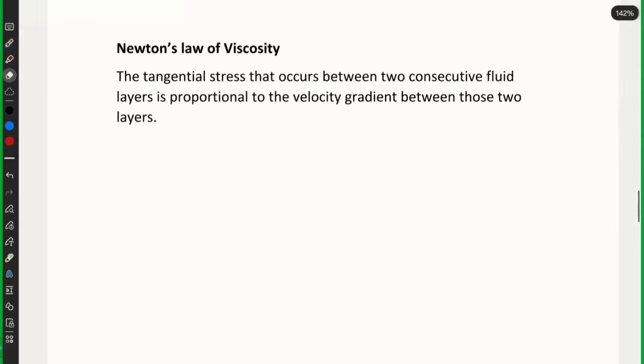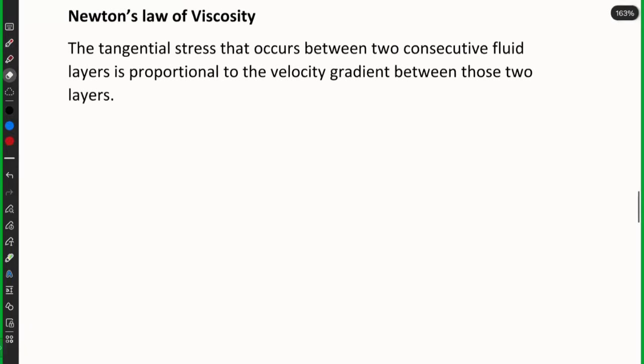Now, we talk about Newton's law of viscosity. That's what we just talked about earlier, right? We talked about Newton's law of viscosity, where I said F over A is proportional to the velocity gradient. And then I get F over A equals eta into delta V over delta H, right?